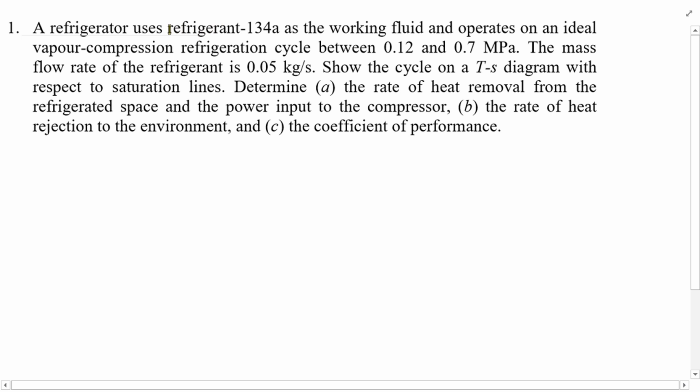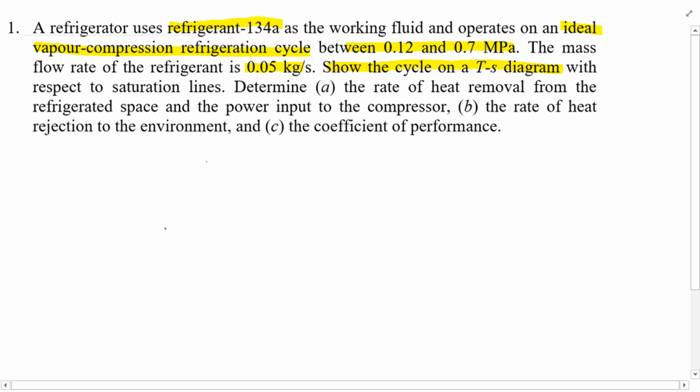Okay, welcome to question 1 from example sheet 2, refrigeration. Notice we're given refrigerant 134A as a working fluid, and most importantly we're looking at the ideal vapor compression refrigeration cycle between the pressure values given. The mass flow rate is also given, and we're asked to show the cycle on a TS diagram. I would always draw the diagram myself, because I think it's a lot easier to understand.